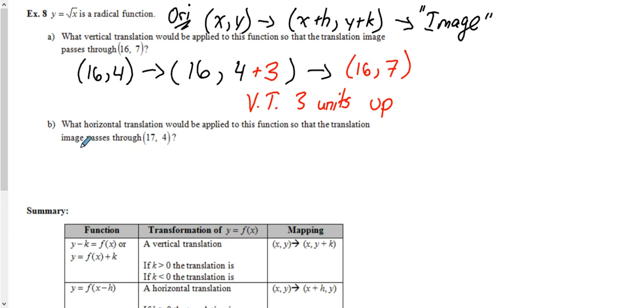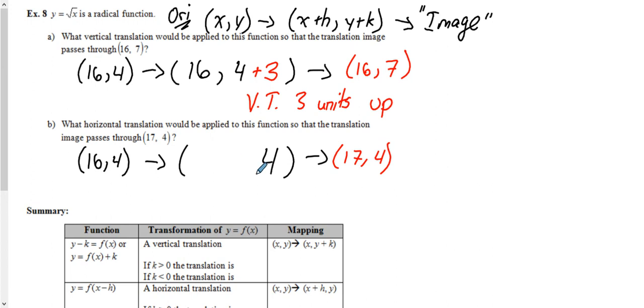So if our original was 16, 4, we did something to get up to 17, 4. So clearly here, our y values did not change at all. It's still going to be 4 there, so I'm going to leave y as 4. Here, my original was 16. I have to do something to get to 17. Really, it's going to be plus 1. So 16 plus 1 is 17. That 4 is still there.